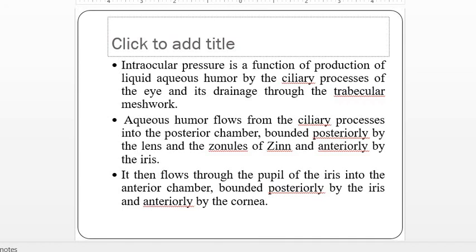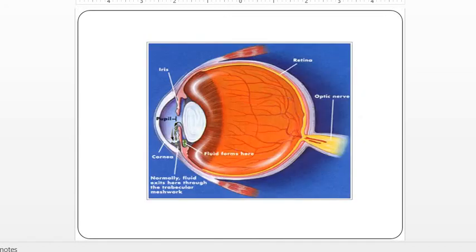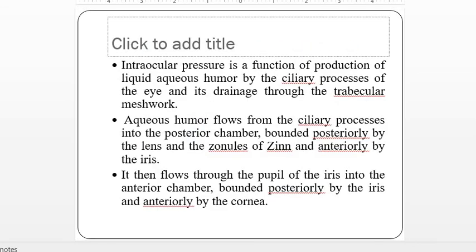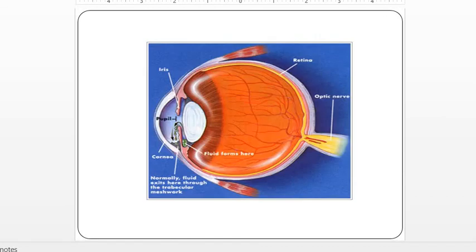Aqueous humor flows from the ciliary process into the posterior chamber, bounded posteriorly by the lens and zonules of Zinn and anteriorly by the iris. So, as we know, the aqueous humor flows through the ciliary process into the posterior chamber, bounded posteriorly by the lens and zonules of Zinn and anteriorly by the iris. You can see here, anteriorly it consists of iris and posteriorly zonules of Zinn.